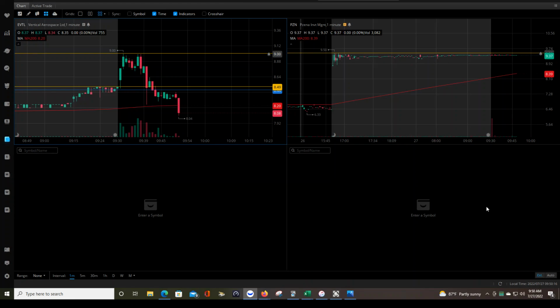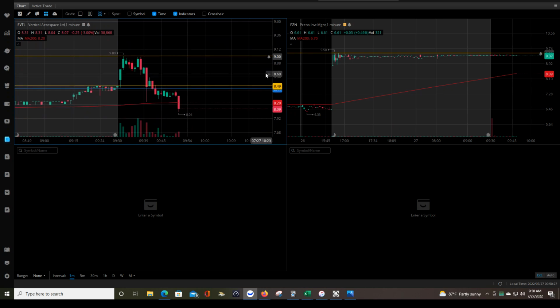And we are, and look at EVTL flush down. So the whole concept of these horizontal lines that I place out, they're just some sort of resistance that I've defined in my trading plan. But yeah, the concept behind those is to establish strength in the stock, right?